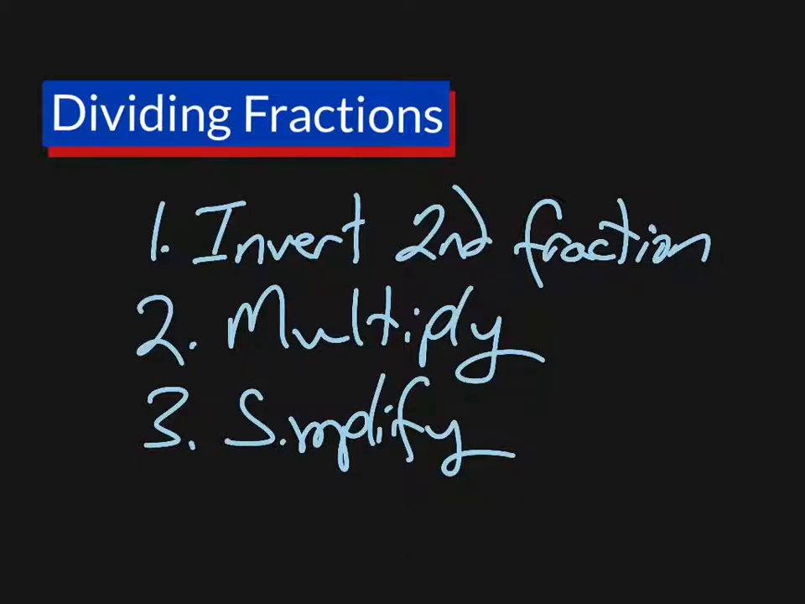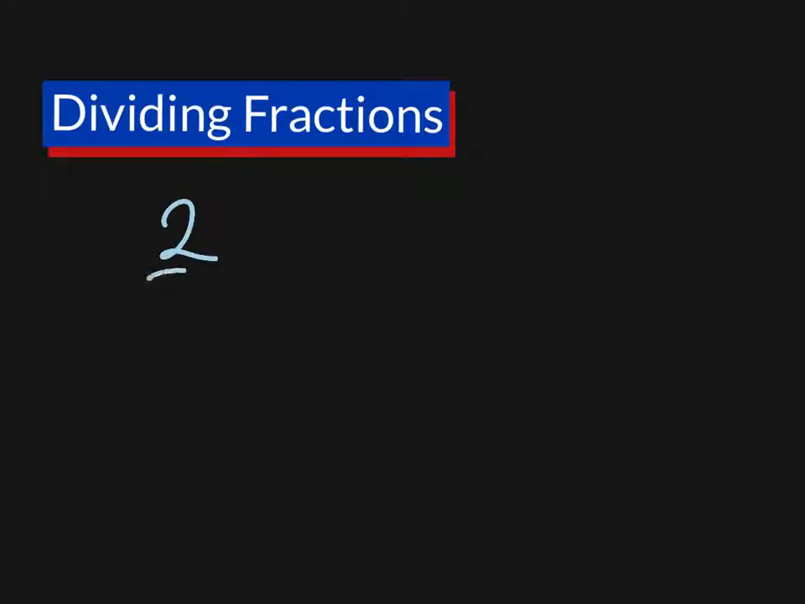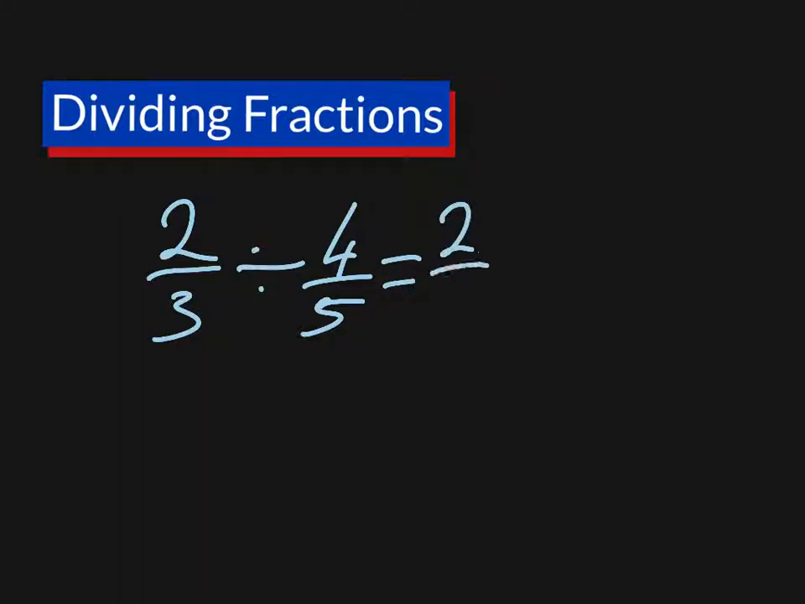Here's an example. Let's take 2/3 and divide it by 4/5. The first step is to invert the second fraction, or turn it upside down. So that means we're going to have 2/3 and 5/4. And then we're going to multiply instead of dividing. Invert and multiply is how you divide here.